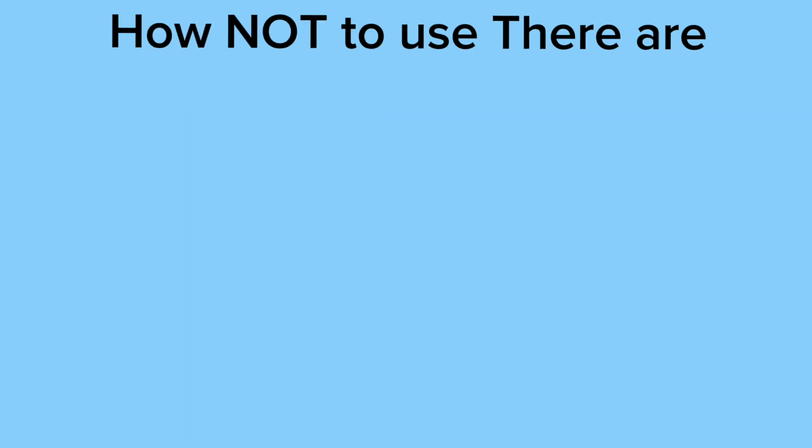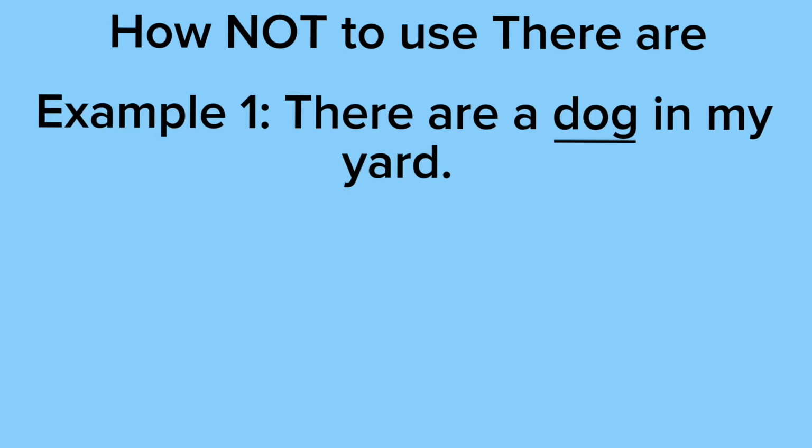How not to use there are. So our first example says there are a dog in my yard. Not only does that not sound right, but it's also grammatically incorrect. A dog is singular, so that should only be used with there is. So this is incorrect. It should say there are dogs in my yard.